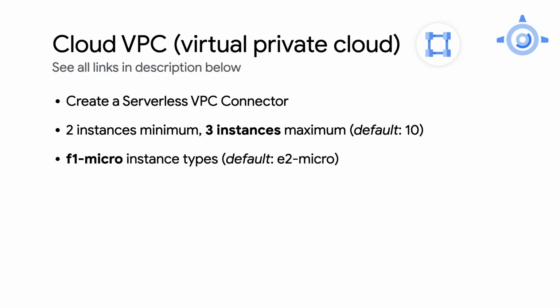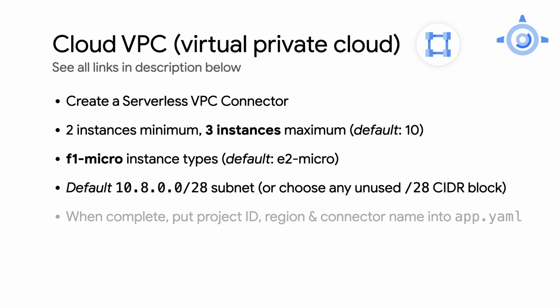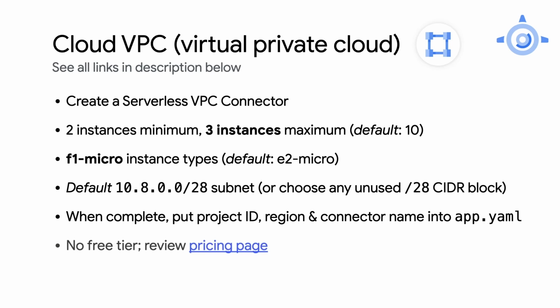Also, the default E2 micro instances cost more than the F1 micro types, which give only 1 vCPU access instead of 2, so pick that. Lastly, you do need to specify an IPv4 /28 CIDR block, which gives you 16 addresses to work with. The Cloud Console suggests 10.8.0.0/28, so use that or the first unused /28 block available in your project.